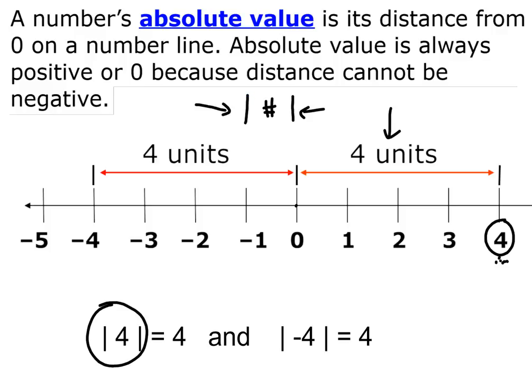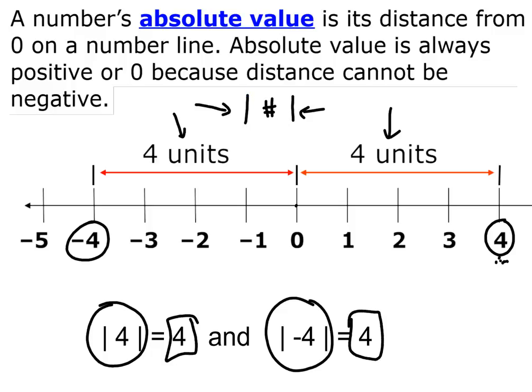The next example here is absolute value of -4. Well, if you go to this number -4, again, the question is just how far is it from 0? And again, it is 4 units away. So your answer should always be positive so long as there's no negatives on the outside of the absolute value. And I'll show you what that will look like in the future. But that is it. Basically, how far is a number away from 0 on the number line?